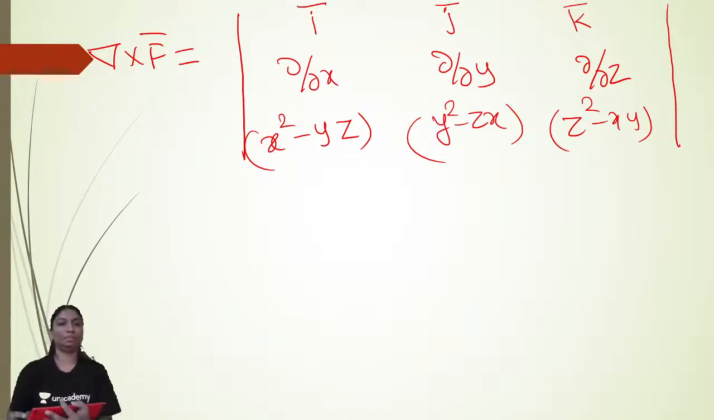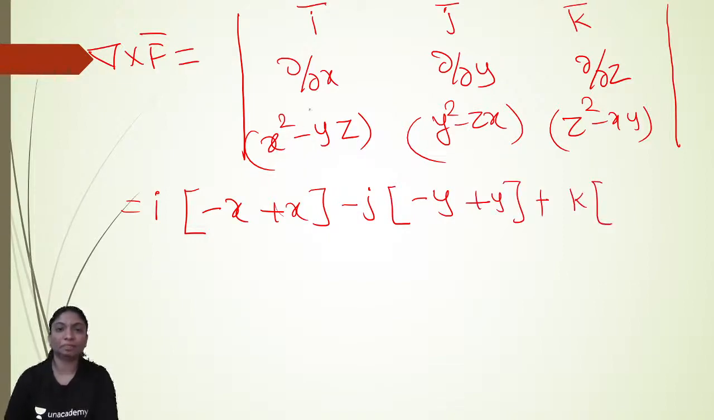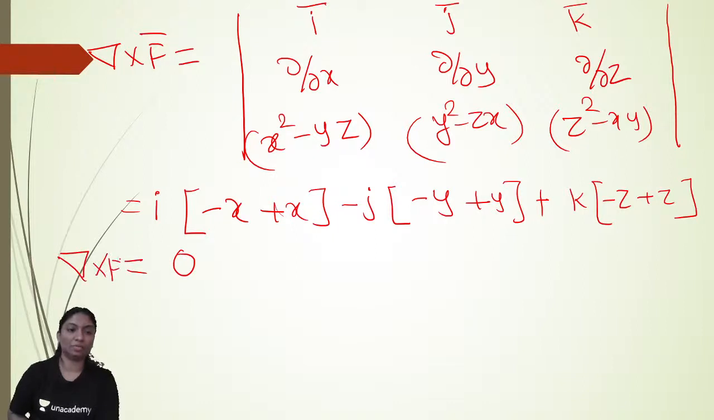So you will get here i bar into bracket del by del y of this, we will get minus x, minus del by del z of this, so minus of minus, so plus x, minus z. Into bracket, j: del by del x of this, so minus y, minus del by del z of this, so of minus, plus y. Plus k into bracket del by del x of this, minus z, minus del by del y of this, minus of minus, plus z. So ultimately you will get del cross F bar is equal to 0, which implies F bar is irrotational.